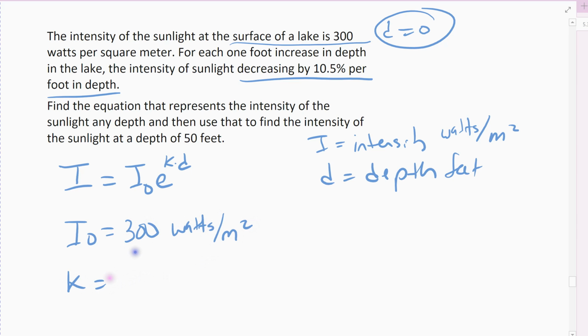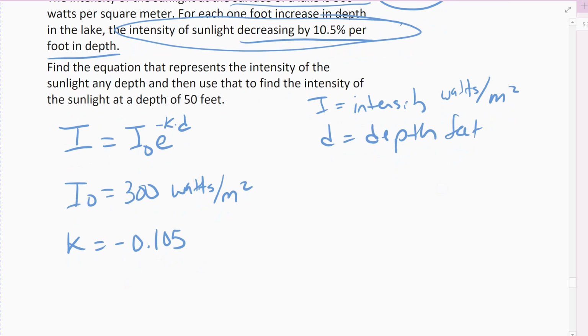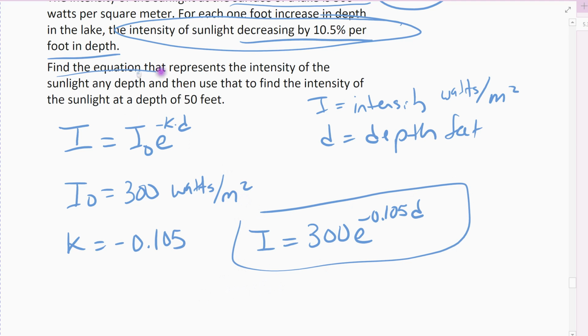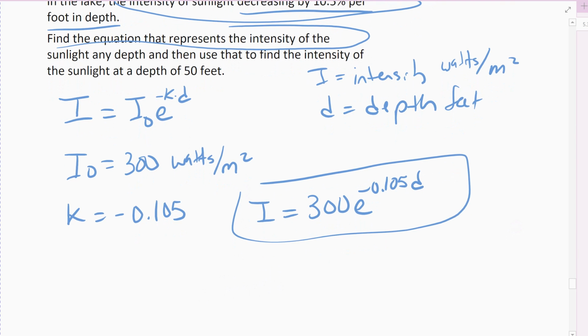Alright, k, well that's what this is. The intensity decreases, so I know it's going to be negative when I plug it in: negative 0.105. So my equation, my intensity equals 300 e to the negative 0.105 times d, my depth. There's the first part, the equation that represents the intensity of the sunlight at any depth. Use it to find the intensity of the sunlight at depth 50 feet, so my depth is 50. I'm going to plug it into that equation.